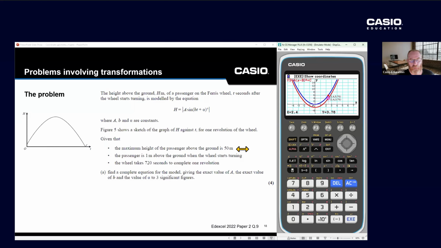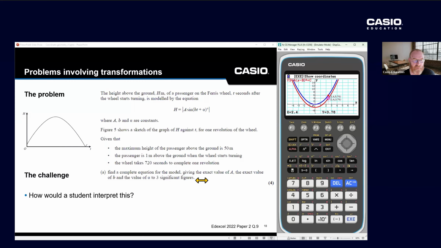Here, we have some information that is required. So we've got a maximum height of 50. It starts at 1 meter and it takes 720 seconds. Some of the things that may challenge your students when approaching this question, and if you read the examiner's report on this question, it was not done very well, which I find surprising, because trig transformations are quite nice, fairly easy to understand, and the calculator does make this quite an easy task. So how would students interpret this question?